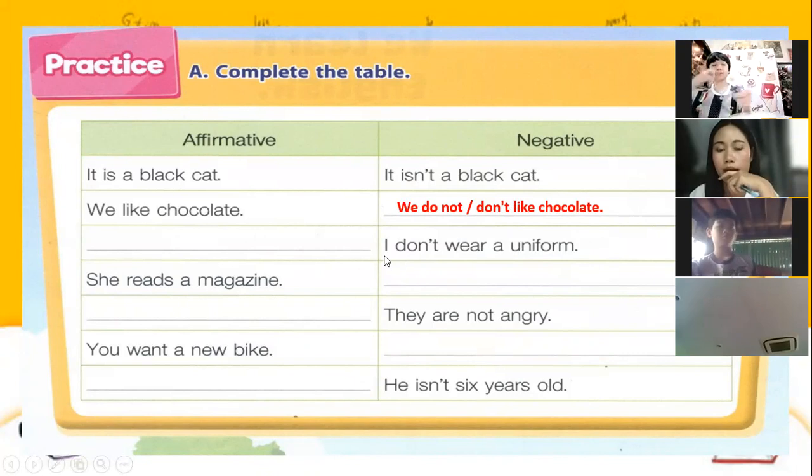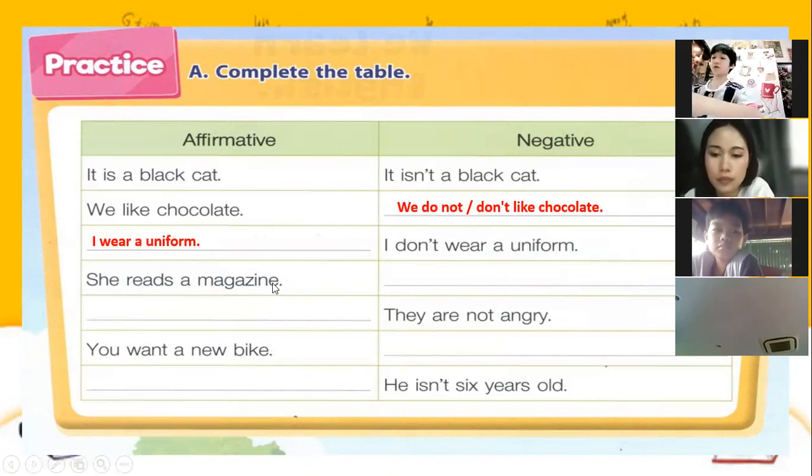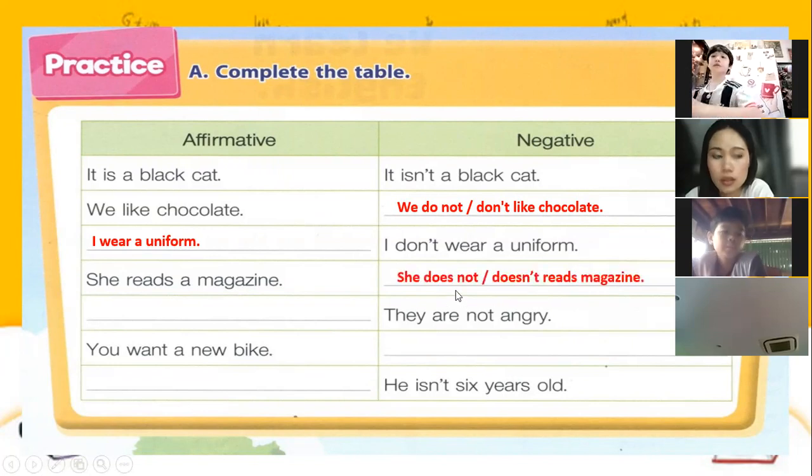Now we have a negative sentence here. I don't wear a uniform. So it is a negative sentence, right? Now, if you would like to make affirmative, what will be the sentence? I wear a uniform. Very good. Now, she reads a magazine. Affirmative. Now, what will be the negative? She doesn't read a magazine, or she does not read a magazine. Very good.